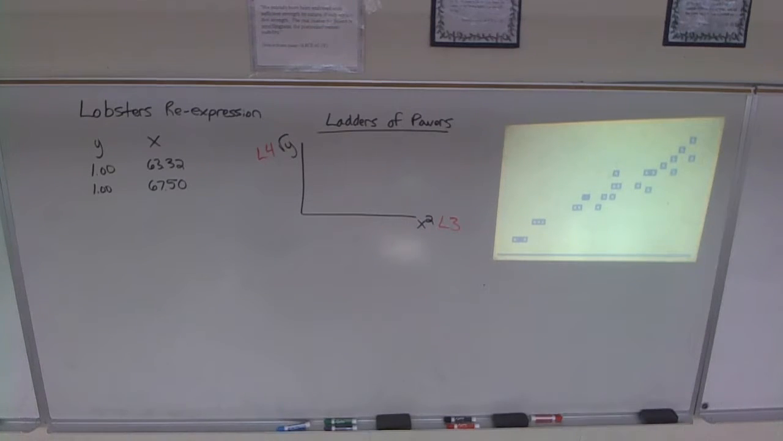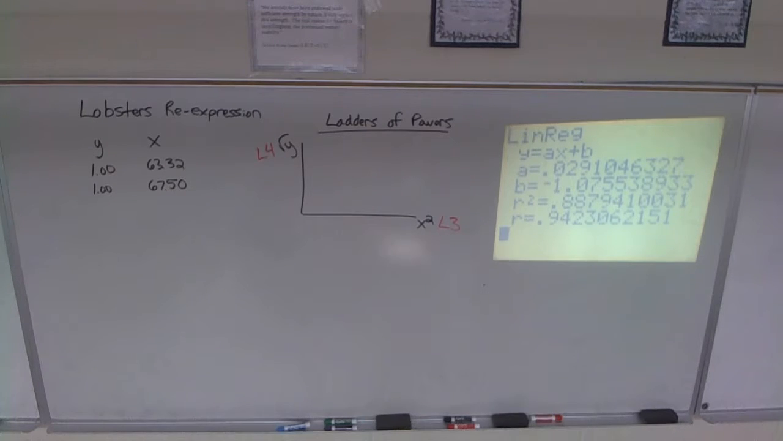Let's create the model. So stat, calculate. I did something wrong. You didn't change the list. I didn't change the list. This is the original model, which was really wrong, we agreed, right? Shoot. Stat, calculate, x, y. There's the model we want.